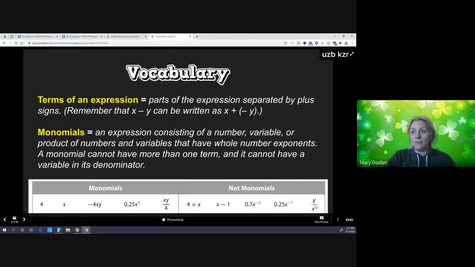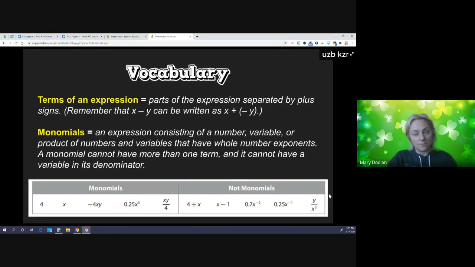The last one here, y divided by x cubed. Well, x cubed, that's a whole number, 3, but the problem is that we can't have a variable in the denominator, because what happens is I move this variable out of the denominator and I rewrite this expression as y times x to the negative 3 power, because that's the rule for moving it out of the denominator. Now we have a negative exponent.